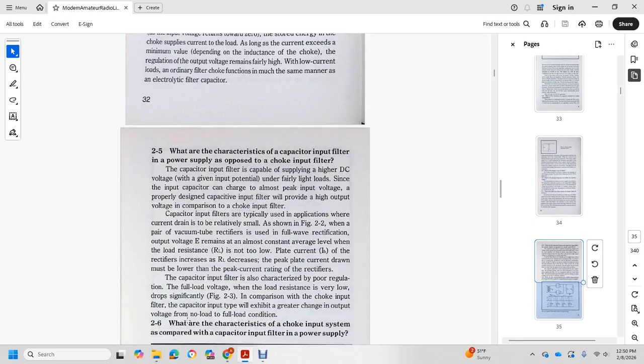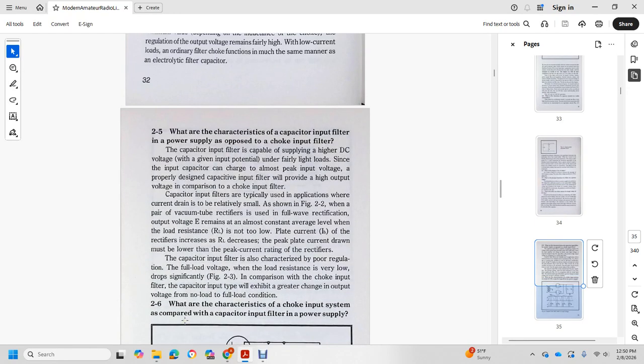2-5. What are the characteristics of the capacitor input filter in a power supply as opposed to a choke input filter? A capacitor input filter is capable of supplying a higher DC voltage for a given input potential under fairly light load. Since the input capacitor charges to almost the peak input voltage, a properly designed capacitor input filter will provide a high output voltage in comparison to a choke input filter. Capacitor input filters are typically used in applications where the current drain is very small.